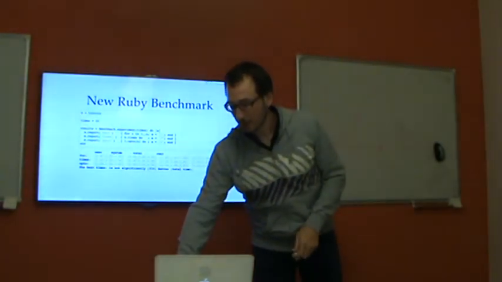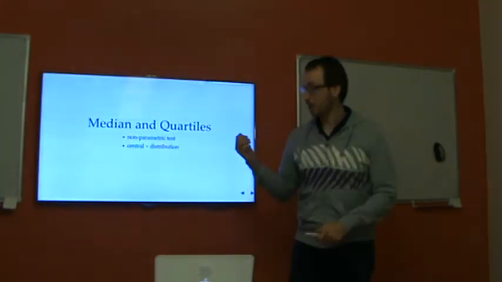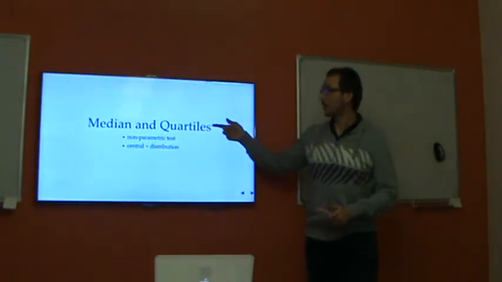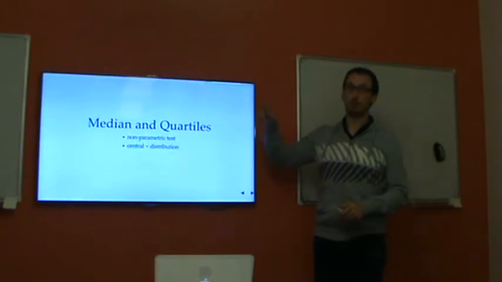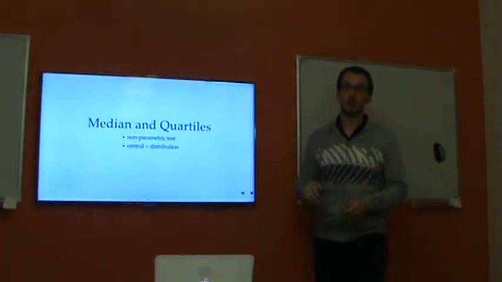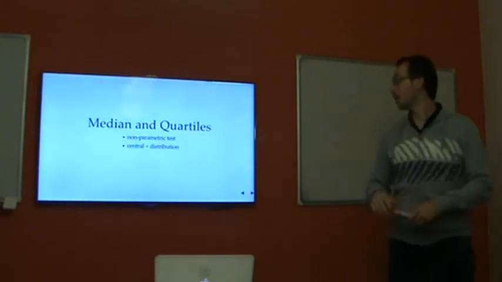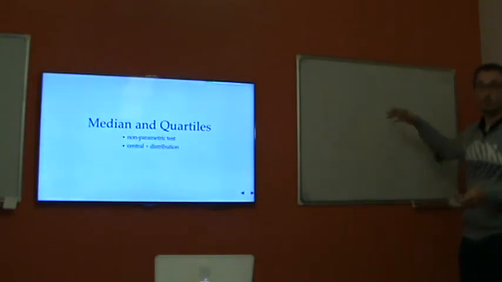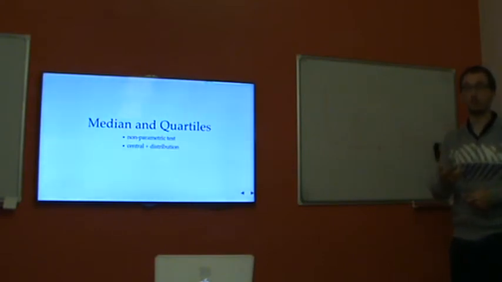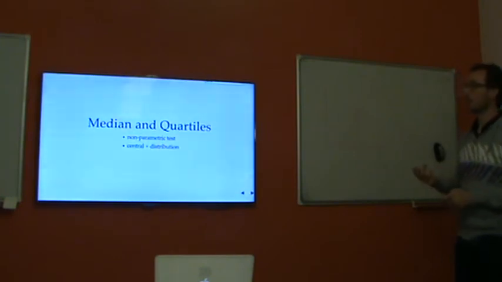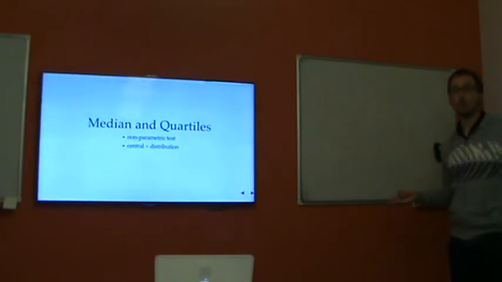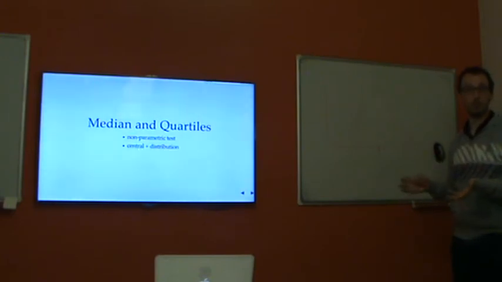So yeah, why median and quartiles? Because they are good for what we call non-parametric statistics. A normal distribution is a parametric distribution because you give two parameters to define it, an average and a standard deviation. A non-parametric one is where you don't make any assumption. You know there is some distribution, but you don't know its form.